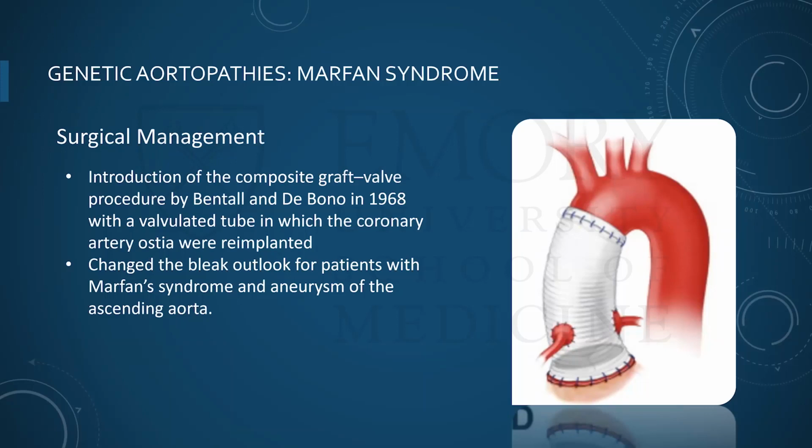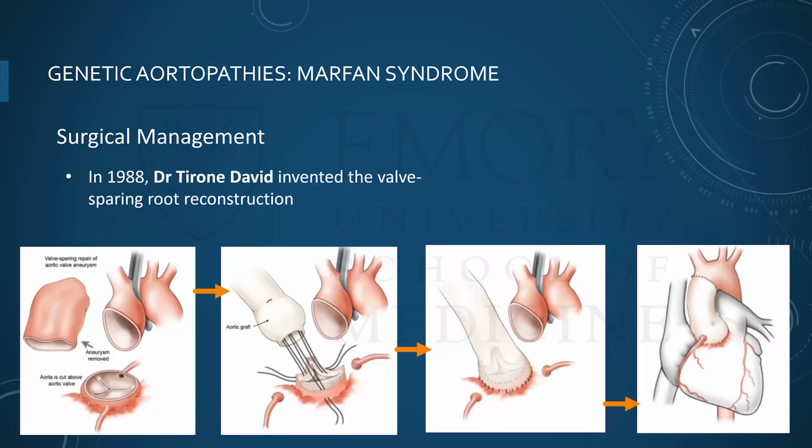Surgical management. In 1968, two physicians, Dr. Bentall and Dr. De Bono, came up with what's now called the Bentall procedure, in which you have a graft that replaces the aortic root and the ascending aorta. It's a valved tube by which we explant the native left and right coronaries and re-implant them into holes in the graft. This really changed the outlook on our Marfan's patients and gave them better outcomes.